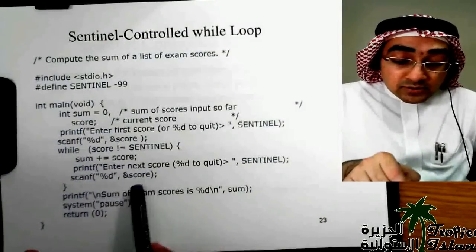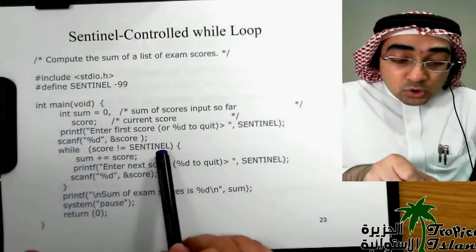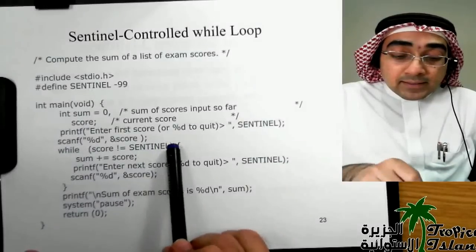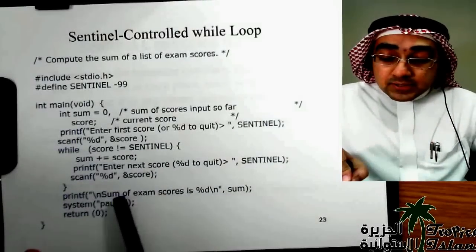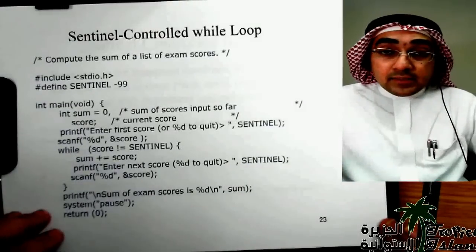So you're going to read -99 into score. You're going to come into the condition and test: is score not equal to the Sentinel? -99 is not equal to -99? That is not correct. So I'm going to jump out of my loop, and I'm going to say the sum of the exam is, print the value of sum, and then I finish my program.